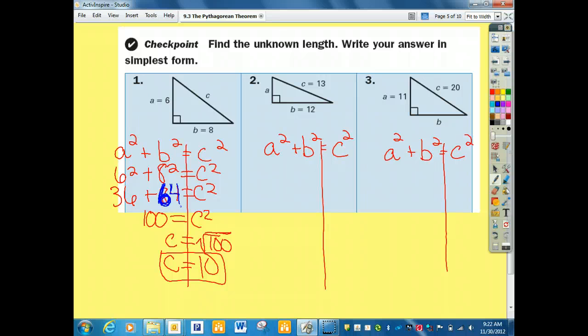Number 2, who wants to do this one? Come on up. These are fun. I love Pythagorean Theorem. Me too, I just like to say Pythagorean Theorem. This is as much fun as decimals. I thought they would be hard.